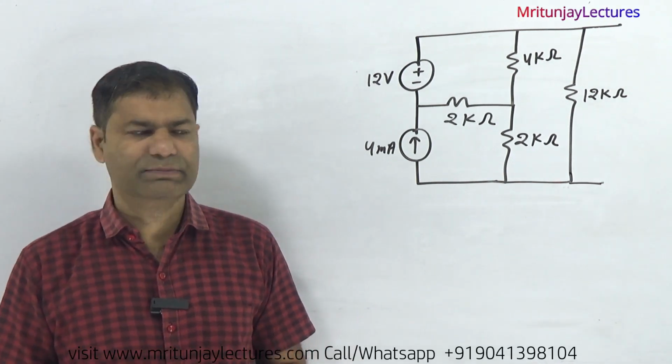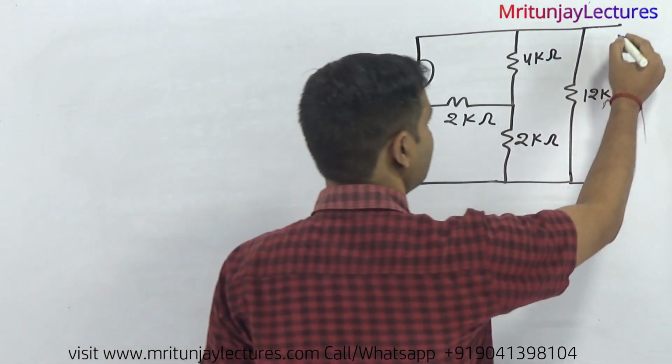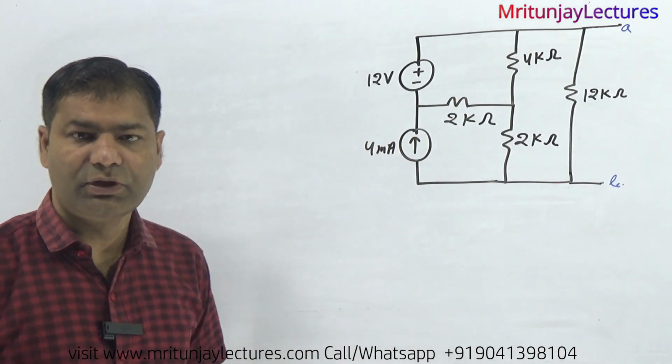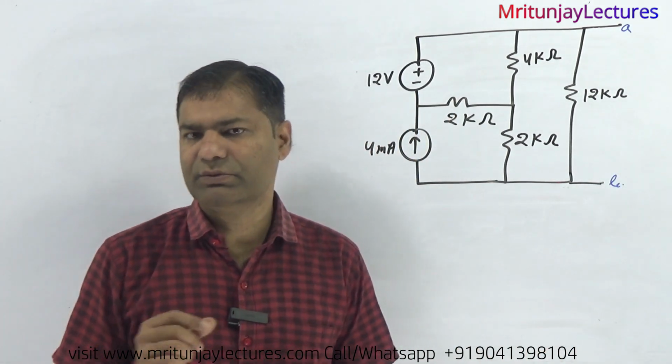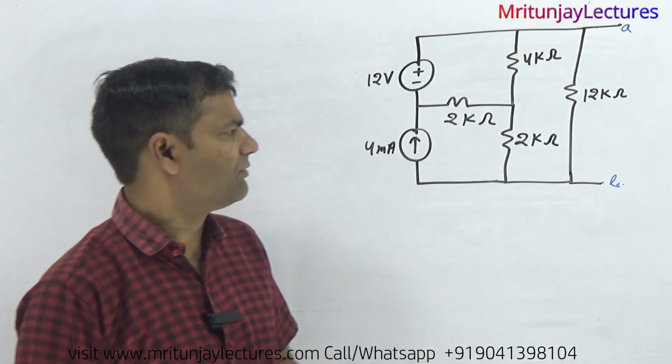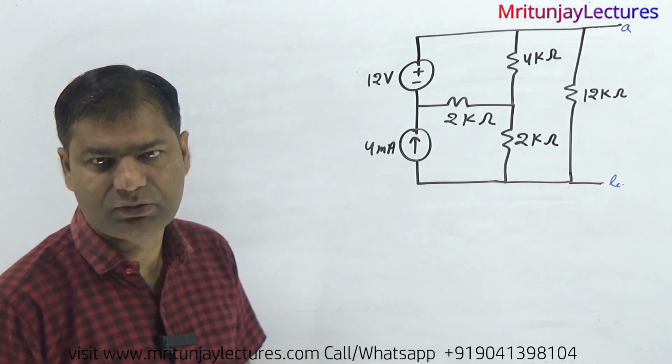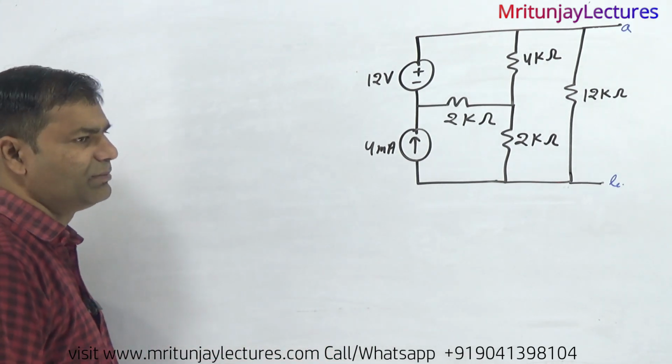Determine Thevenin's equivalent corresponding to the AB terminal, that is A and that is B. Okay, so how can we start? First of all, I know Thevenin's theorem. Our motto is Thevenin's equivalent corresponding to the AB terminal. Okay, so how can we make it?